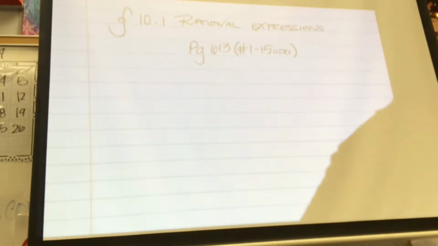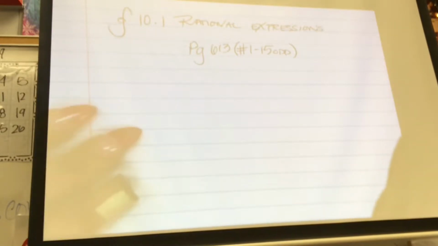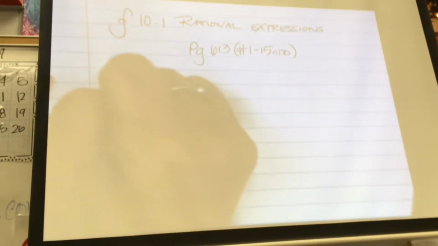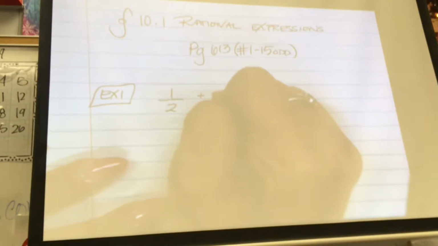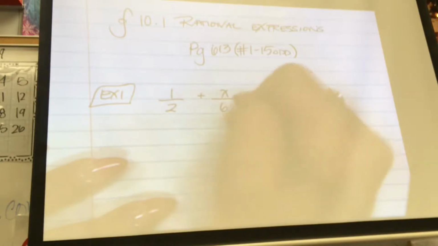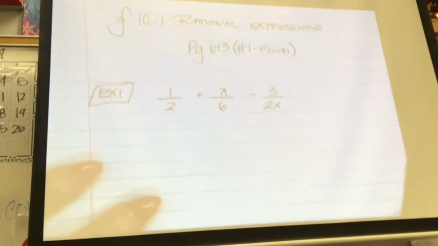Mr. Fuji did a great job of introducing what we're going to do today. And I have a feeling that after today you're going to feel even better. If you're good with your multiplication table, then you're going to be good with finding least common denominators. Let's go ahead and just jump into an example here. If I have 1/2 plus x over 6 minus 3 over 2x.